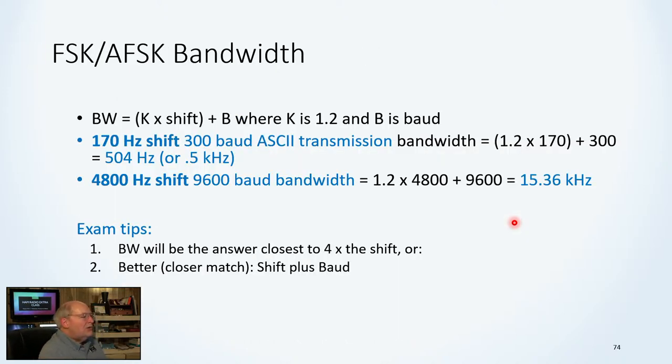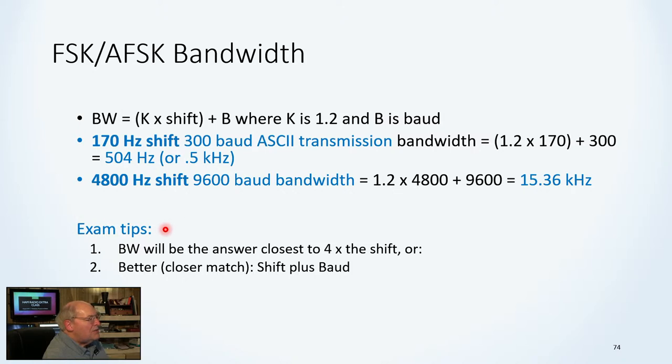So there are two pool questions that ask specifically about some digital signals. And this one works a little bit differently. So 170 hertz shift, that's our radio teletype, 300 baud ASCII. So here's what we're dealing with, and what is the bandwidth? Well, if you follow the formula that we showed, it's going to be 1.2 times 170 plus 300 equals 504. Well, I don't really want you to have to memorize a formula, so I'll give you a different way to do it. And this is the other pool question.